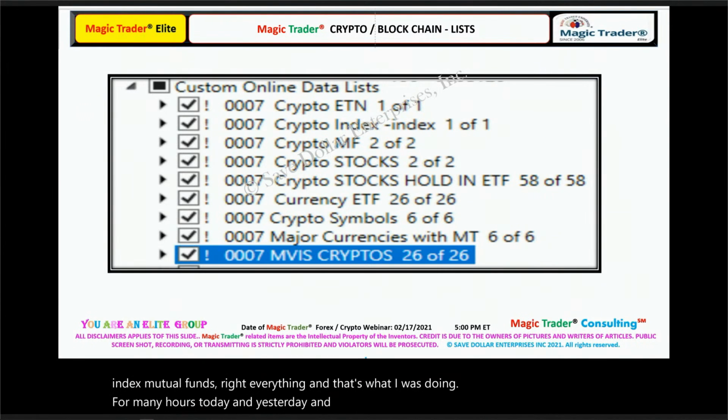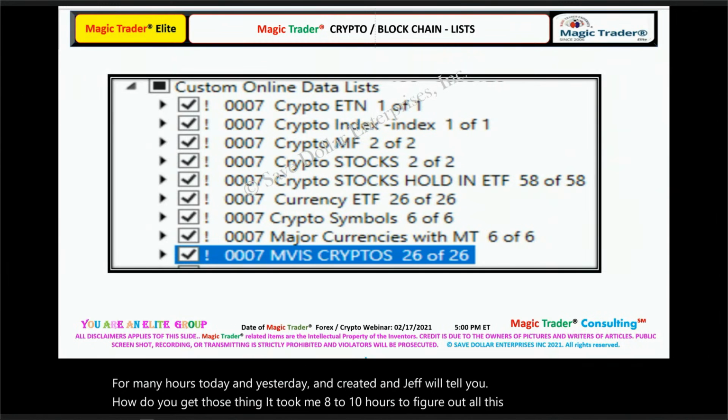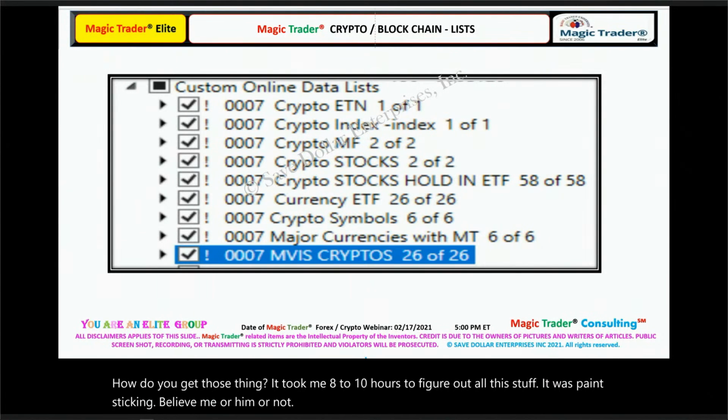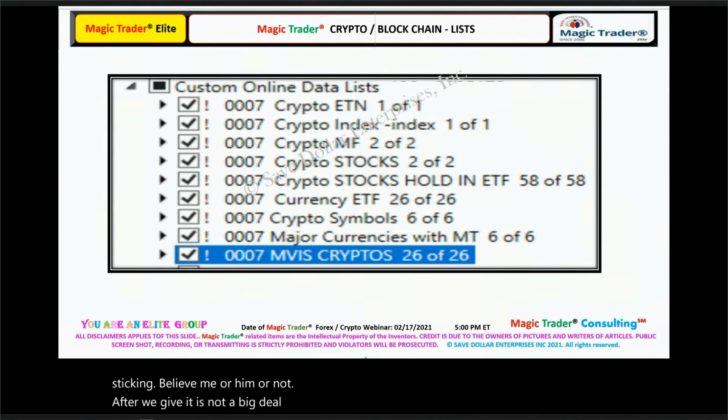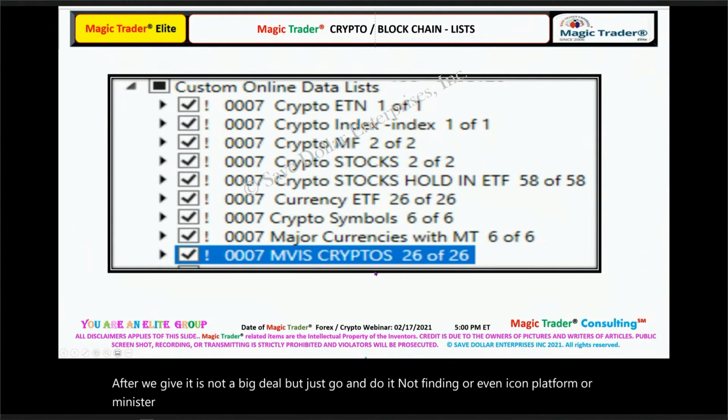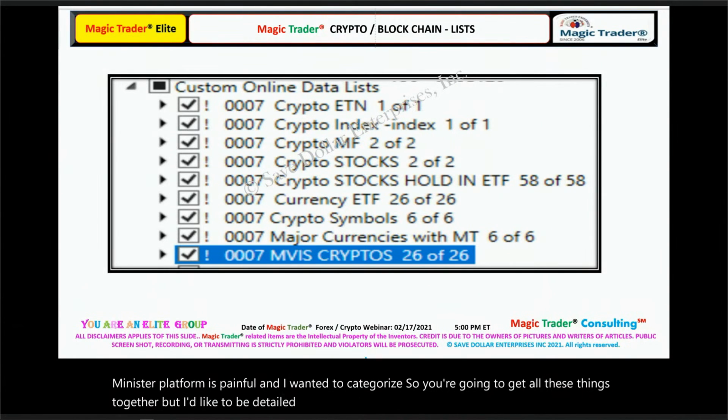And Jeff will tell you how you get those things. It took me 8 to 10 hours to figure out all this stuff. It was painstaking, believe me or not. After we give it to you, it's not a big deal, but just go and do it. Now, even the Eikon platform or the MetaStock platform is painful. And I wanted to categorize. So you're going to get all these things together, but I like to be a detail guy. So if I want to know what the hell is going on with the ETFs, I could sense it.